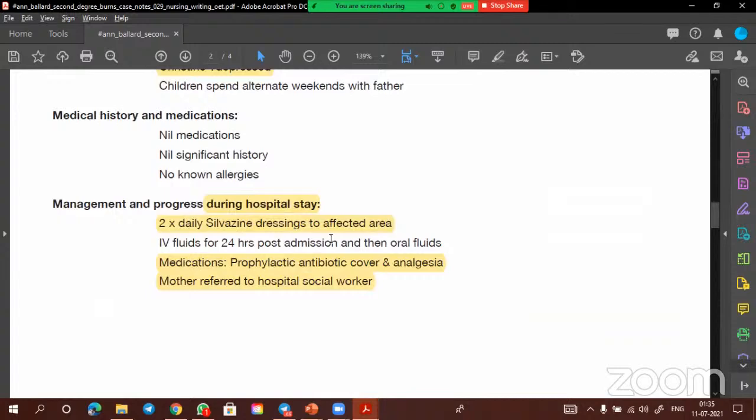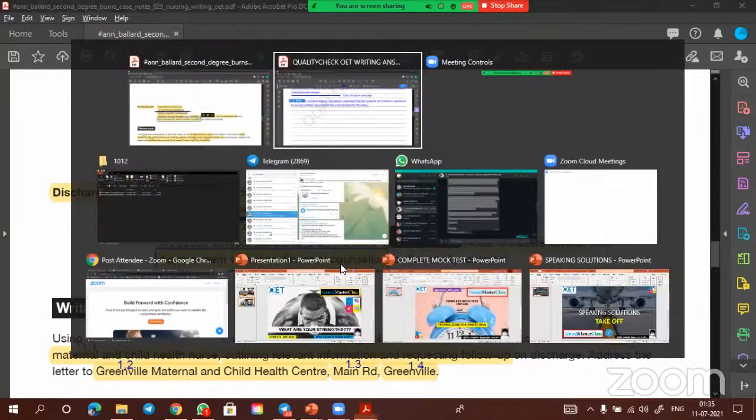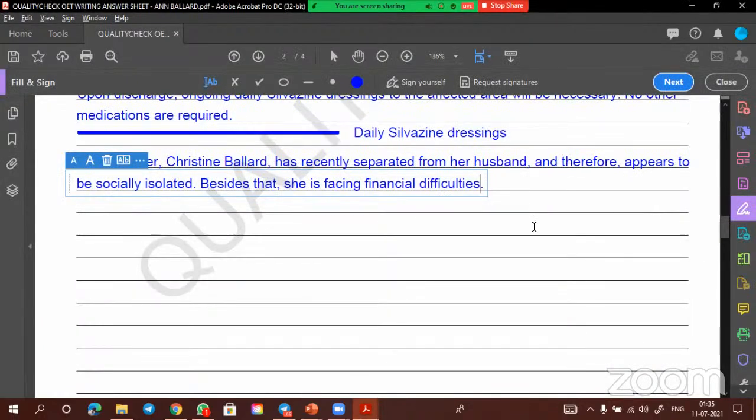And therefore, we can go to add this point here. So this introduction to local supports, no. Financial counselor: appointment with a local financial counselor for solving financial problems. So you have to eliminate this, and for that reason you can add it there itself. Appointment with a financial counselor would be beneficial. Of financial difficulties. Okay. She's facing financial difficulties.